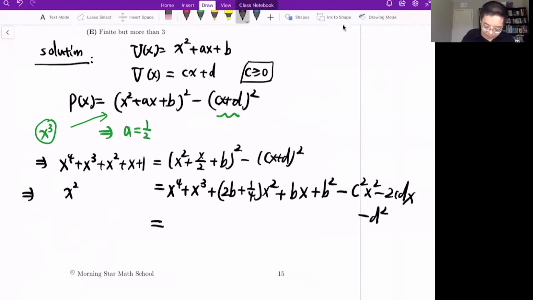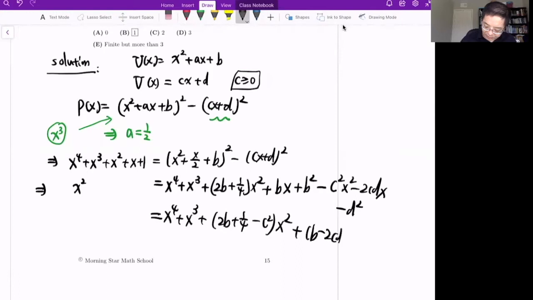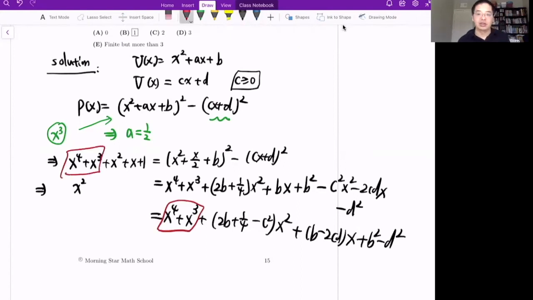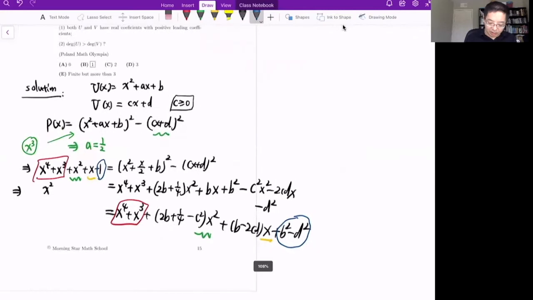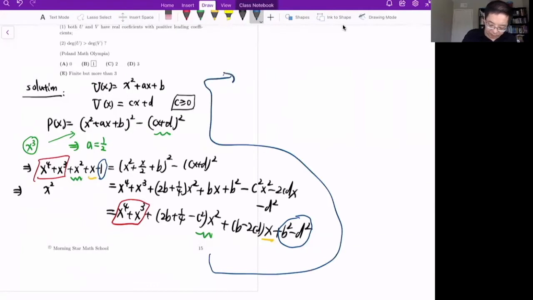Let me combine like terms. We have x to the 4 plus x cubed, plus (2b plus 1/4 minus c squared) x squared, and then plus (b minus 2cd) x, and plus b squared minus d squared. The first two terms already coincide, so we don't need to worry. Let's just compare the terms of x squared, x, and the constant term, which is b squared minus d squared. So based on the coefficients of the 3 terms, we get 3 equations.